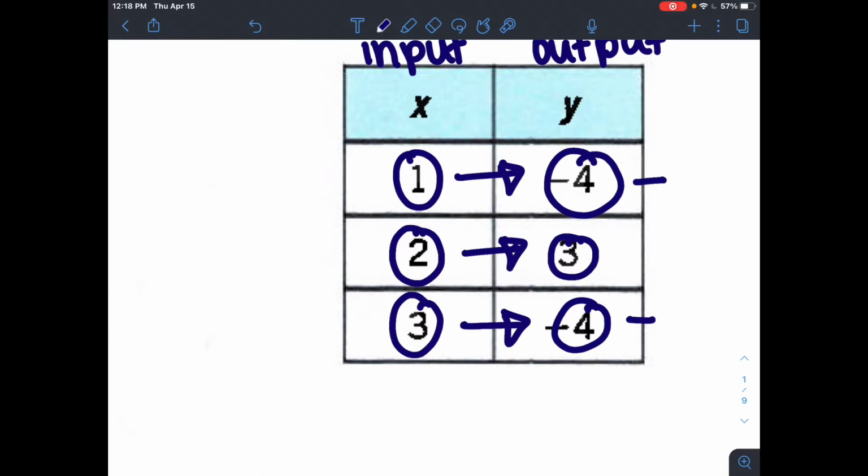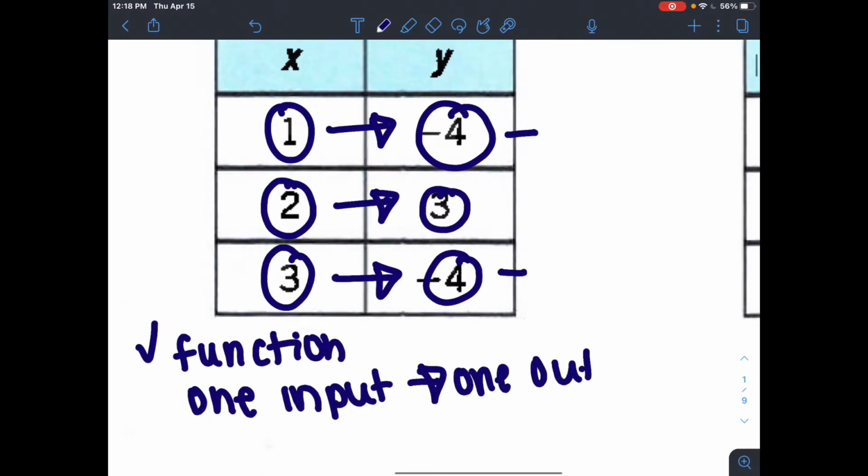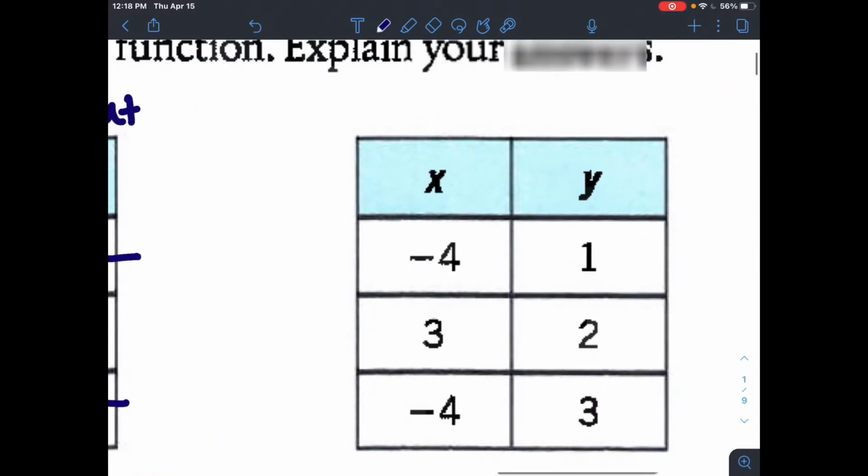So I have individual inputs, so this is in fact a function. One input gives me one output. Okay, let's look at this second one.